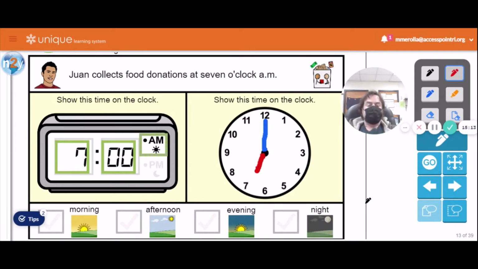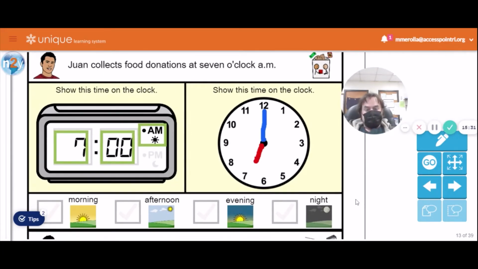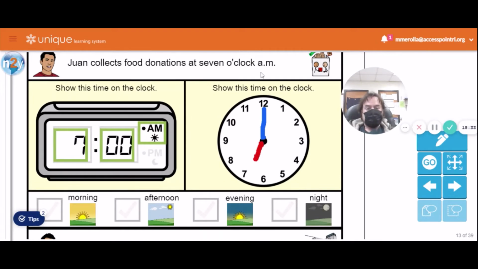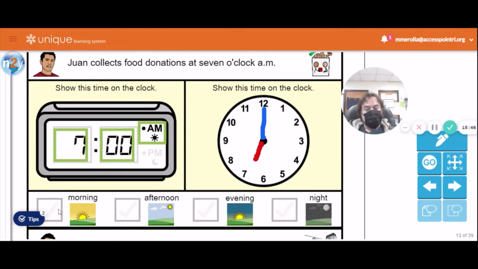Okay, that's 7 a.m. on the analog clock. That's 7 a.m. on the digital. And you can see that the digital is a little bit more informative than the analog clock. All right, and we're talking about if he makes his donations at 7 o'clock a.m., is that the morning, the afternoon, the evening, the night? That would be in the morning. Alrighty.